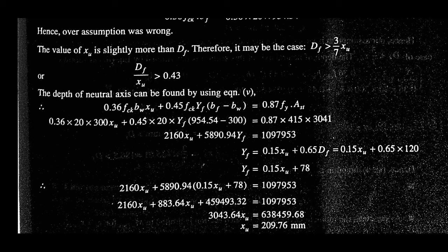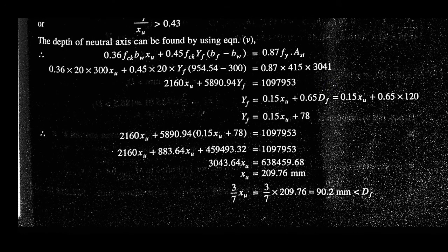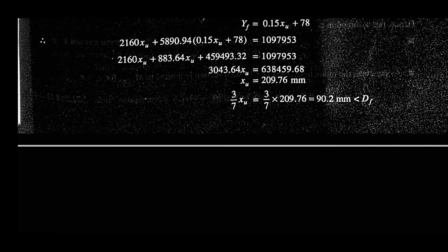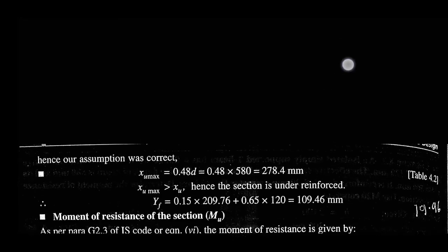Therefore, 3043.64 XU is equal to 638459.68. So XU is equal to 209.76. So this is the position from the top where the neutral axis lies. So 3/7 of XU is equal to 3/7 of 209.76, which is 90.2, that is less than DF. So this assumption is right. Hence our assumption was correct.